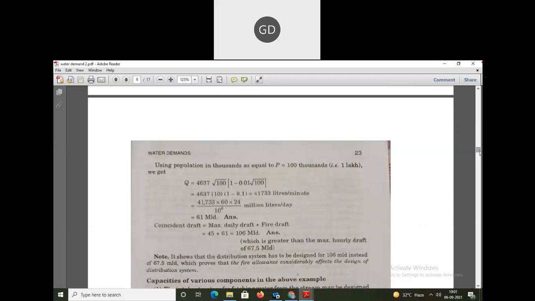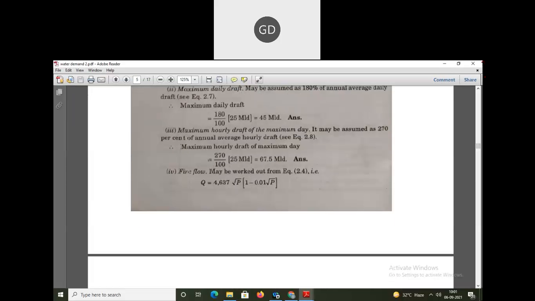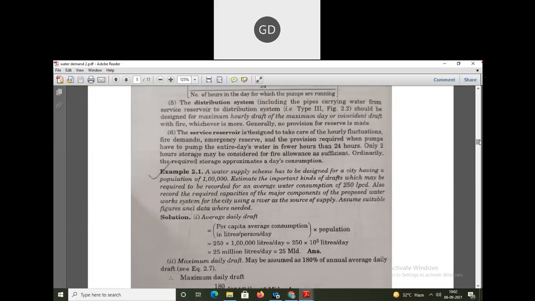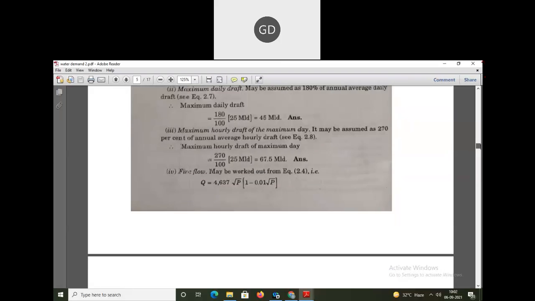Now what you need to do is just put the values. One more thing, that day I told you that in this formula the population p is in thousands. P is in thousands, it is written there. So how will you find out this p? Whatever population is given to you, you will just divide it by 1000. Here basically the population is given to be 1 lakh.